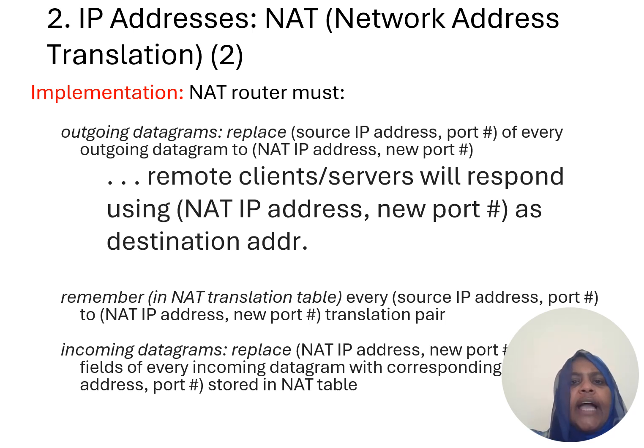In the implementation of network address translation, for every outgoing datagram, the source IP address and port number are replaced with the NAT IP address and a new port number. The remote client servers respond to the NAT IP address with the new port number as the destination address. The NAT has to have a table to translate the source IP address and port number to the network IP address, the host, and the new port number, and to reverse the operation upon receiving packets.